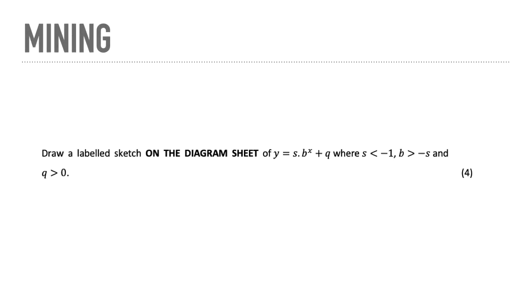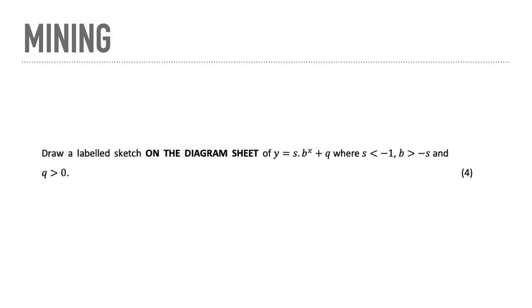When we're talking about mining, there's very few times in maths where there's pure mining. But I found an example for you. This example reads: draw a labeled sketch of y equals s times b to the x plus q, where s is smaller than -1, b is greater than -s, and q is larger than 0.